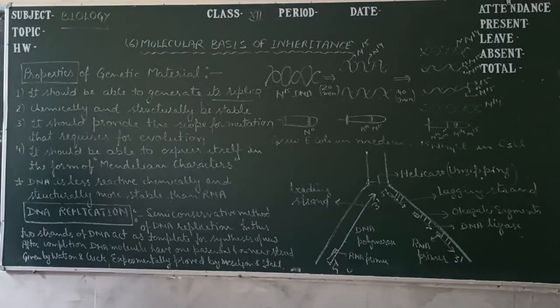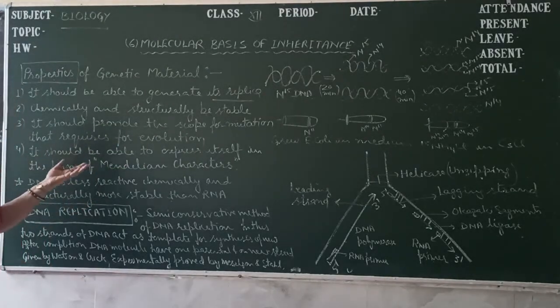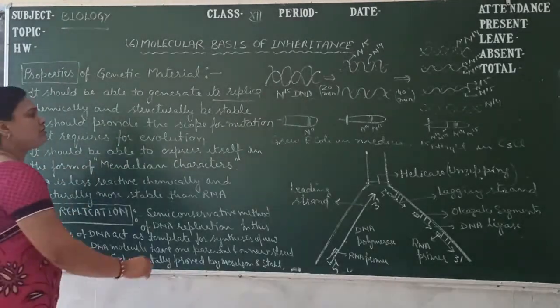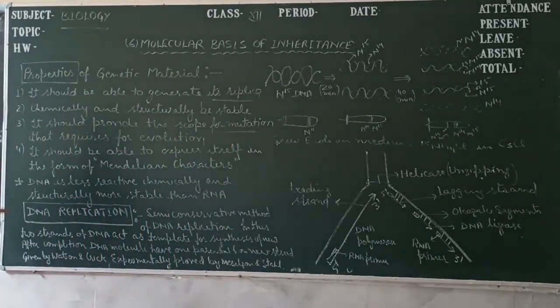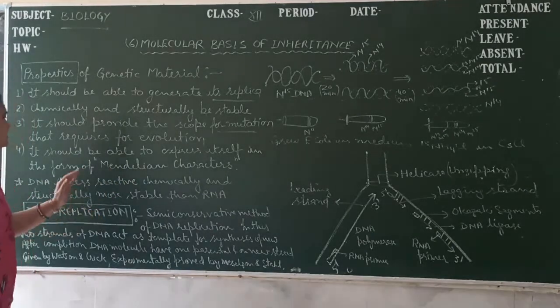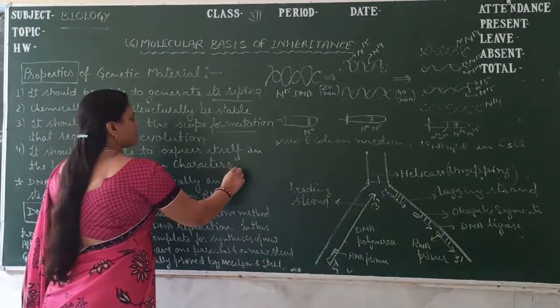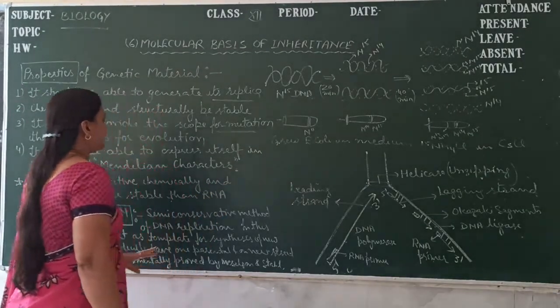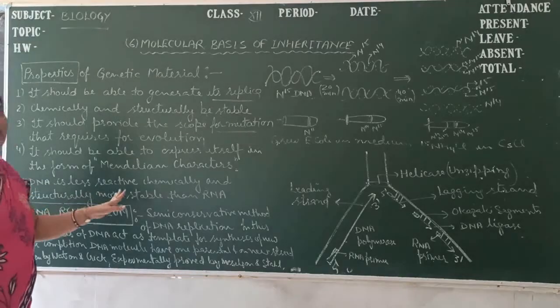Third, it should provide the scope for mutation that is required for evolution. Both are capable of mutation. The fourth property is that it should be able to express itself in the form of Mendelian characters. This is possible in both RNA and DNA. According to these properties, DNA is better than RNA because DNA is structurally more stable than RNA.